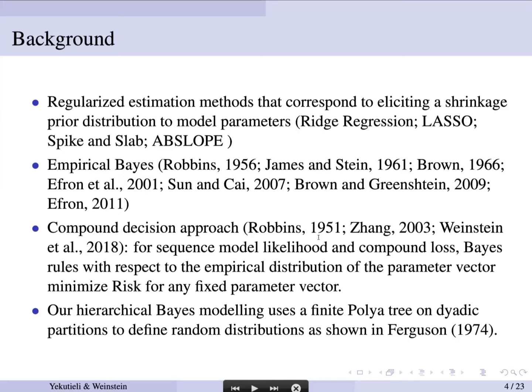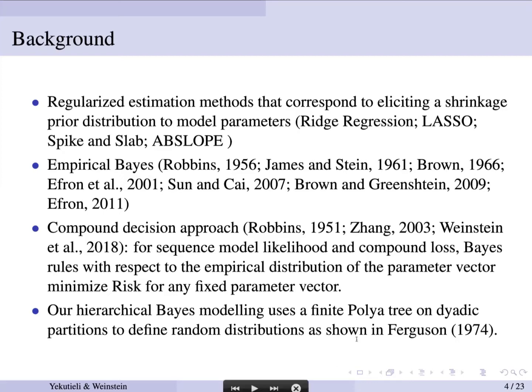So this is what we're actually talking about: extensions of Robbins's compound decision approach. And we have the theoretical stuff and our machinery. Our machinery is hierarchical Bayes modeling, where we use a finite Polya tree on dyadic partitions to define a random distribution. This is an idea that I took from Ferguson. I copied it. I didn't even know. I heard it somewhere and then I forgot. And then people reminded me, look, what you're doing is actually Ferguson's idea, and it is a finite Polya tree.